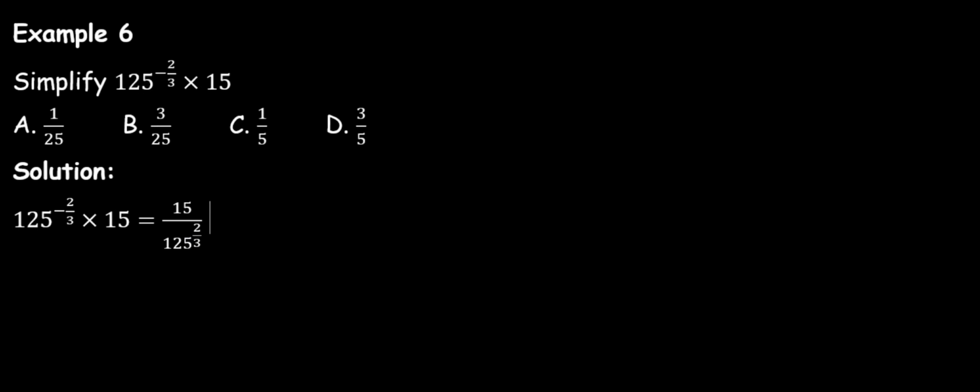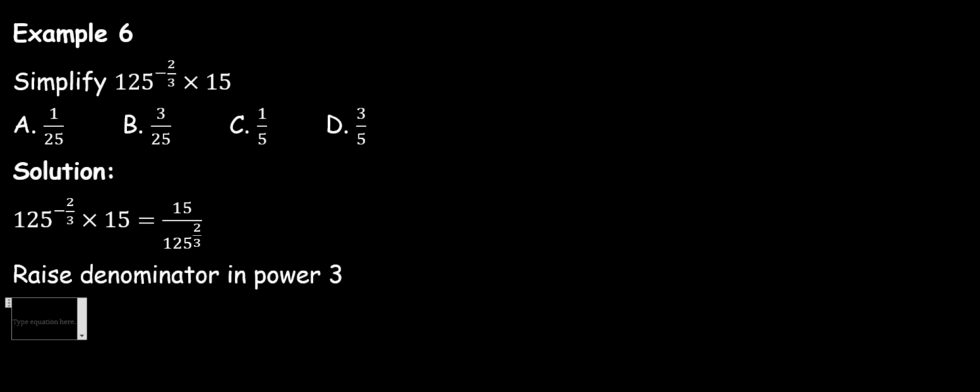power 2 over 3. Now we seek to raise the denominator in power of 3. That is 125 in power of 3. Because once you are seeing root 3 there, it should give you a signal that we can raise 125 to power of 3. That will be equals to 15 over 125 become 5 raised to power 3. Then bracket close raised to power 2 over 3. Remember, the powers will now multiply out, and when they multiply out, 3 will cancel out 3.